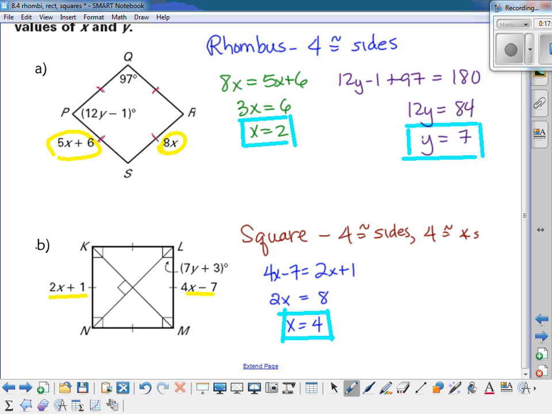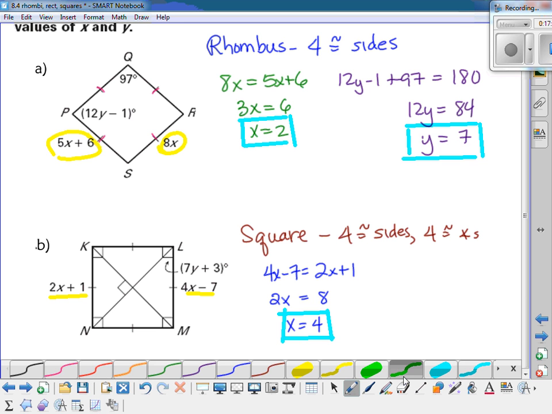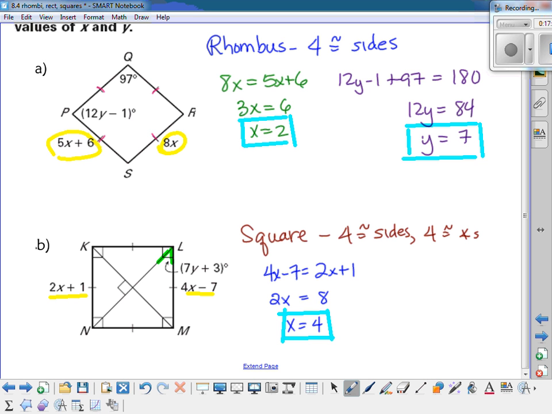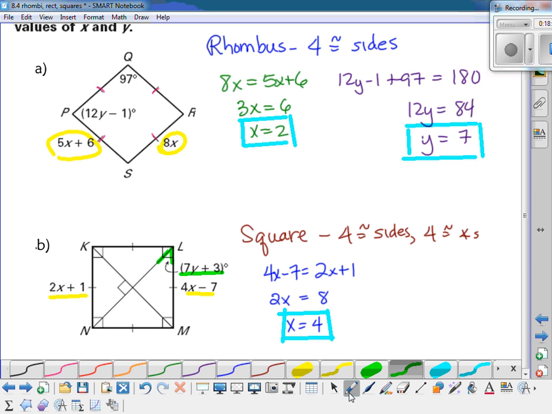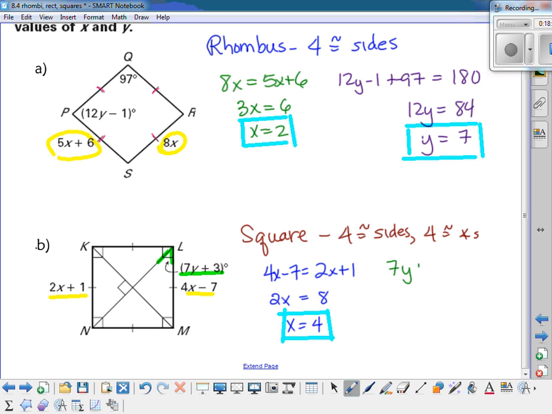Now if we look at the angles, they've told me that this angle up here is 7y plus 3. Well, because it's a square, it's also a rhombus, and that means that the diagonals are bisecting the angles. So they're bisecting that 90 degrees, which means that 7y plus 3 is going to have to equal half of 90, or 45 degrees. So when you subtract 3, we get that 7y is equal to 42, and y equals 6.